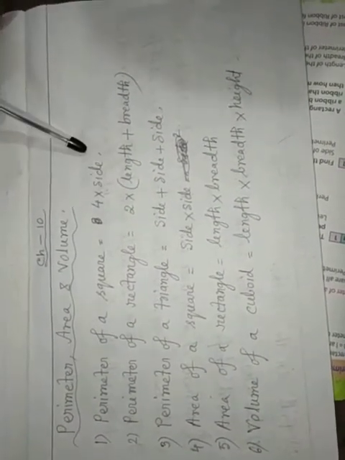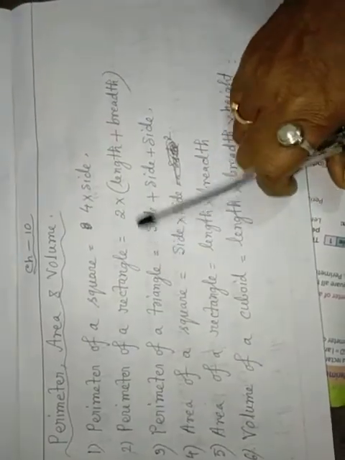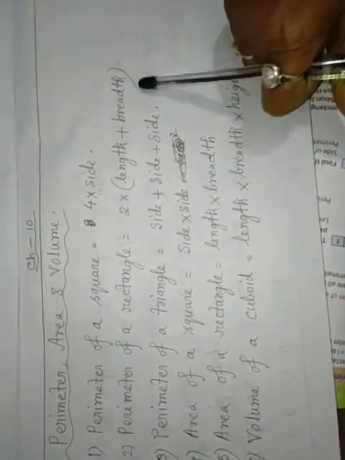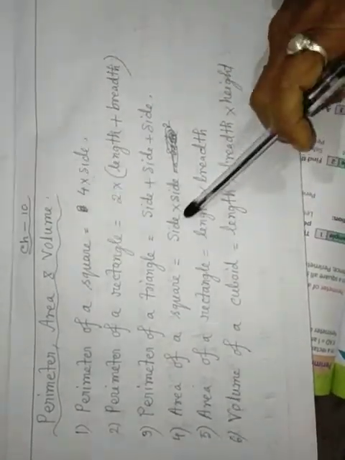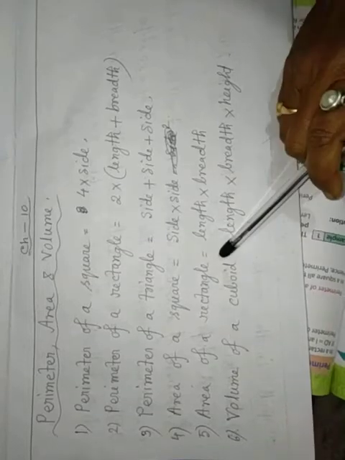Perimeter of a square: 4 into side. Perimeter of a rectangle: 2 into length plus breadth. Perimeter of a triangle: side plus side plus side, 3 sides. Area of a square: side into side. Area of a rectangle: length into breadth. Volume of a cuboid: length into breadth into height. Okay, repeat it again. These are the formulas.